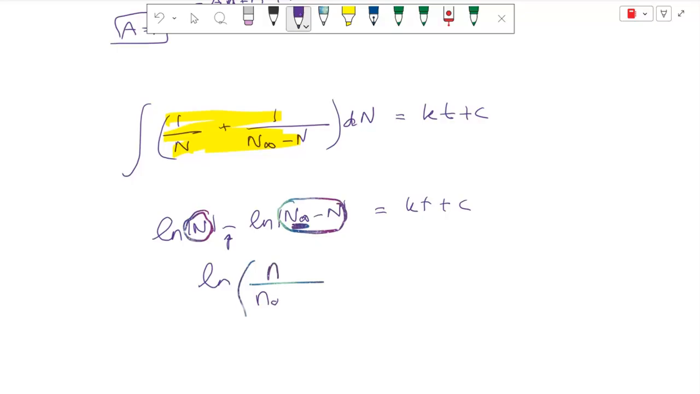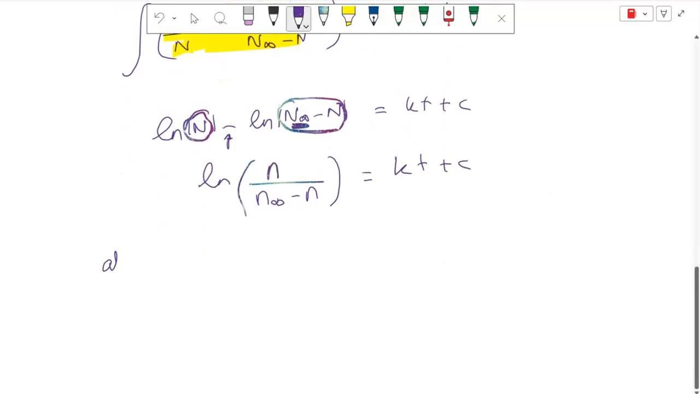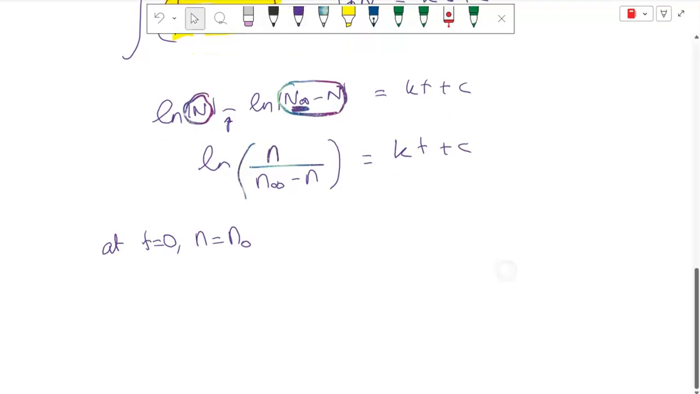So we've got N over N infinity minus N is equal to kt plus c, and I'm going to substitute in t equals 0, and we know that at t equals 0, the number of infected people is N naught. So that gives me ln of N naught over N infinity minus N naught is equal to c.